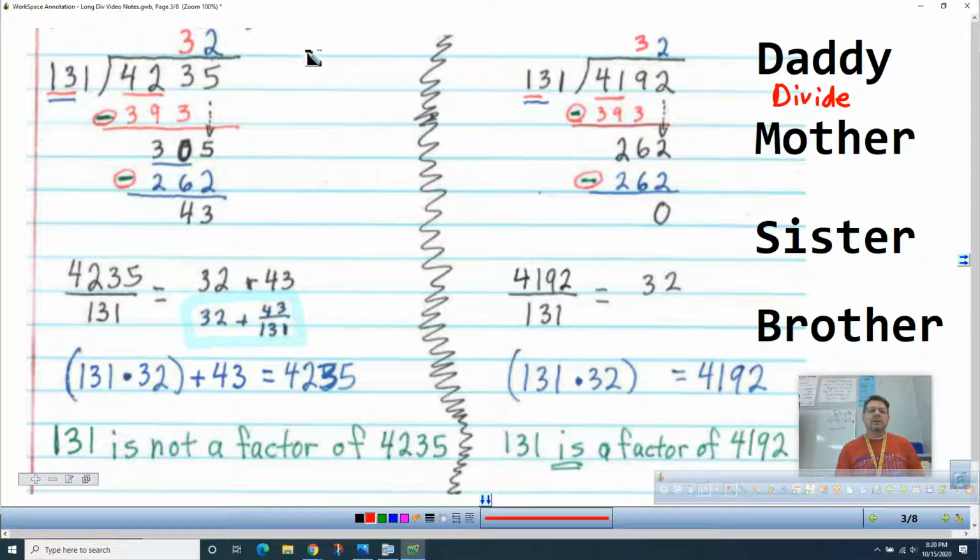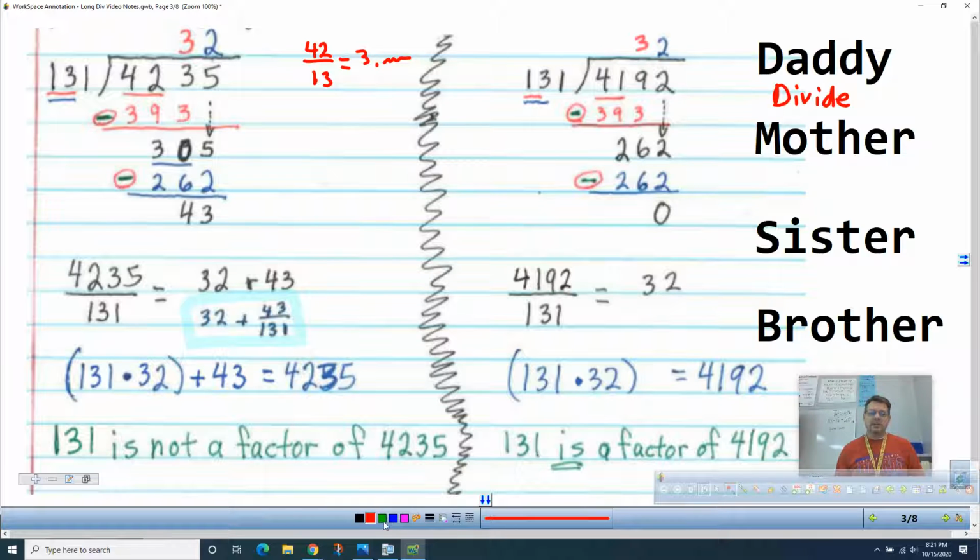So what did they do? They said 42 divided by 13, and that equals 3 point, I don't care, something or another. Because we did that, that's how we know to put a 3 up there. So that's the divide part.